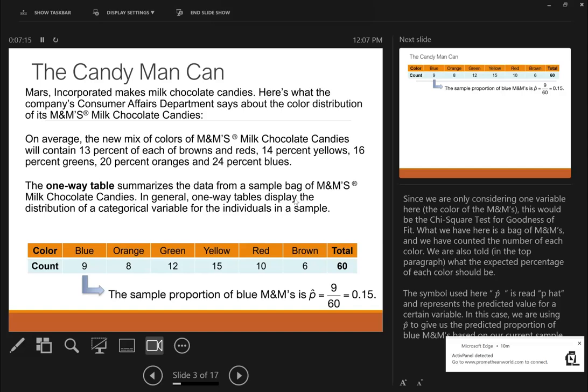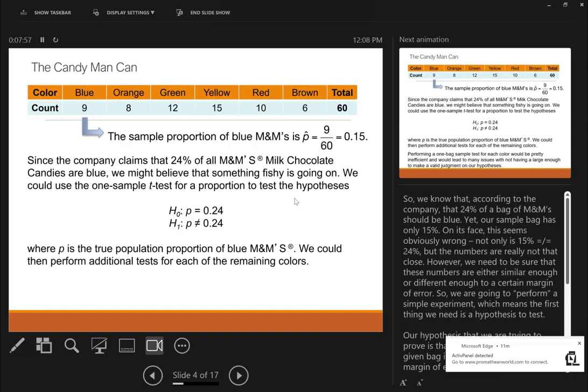So, moving on. For example, here, if we look at what we observed when we got our bag from the store, 9 out of 60 of our M&Ms were blue. That would imply that about 15% of our bag was blue. But advertised, it says 24% of the M&Ms they make are supposed to be blue. You expect maybe 24% in the bag to be blue or something close to that. Is 15% close enough to 24% to say that we just got kind of a weird sample, or how close is close enough? That's really what we want to be able to do. That's what we're going to be doing this chi-square test for.